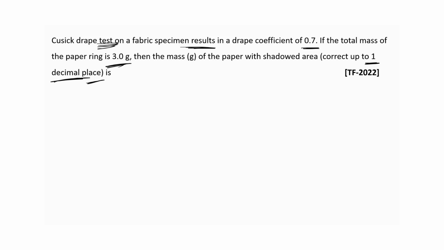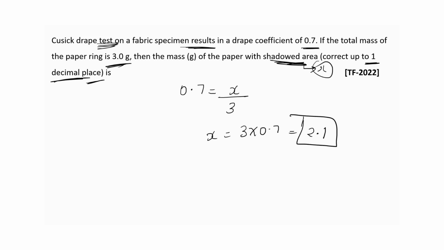So if you know the formula of drape coefficient, then drape coefficient equals the mass of the shadowed area of paper upon the total mass of paper. The drape coefficient is given as 0.7, and let the mass of the shadowed area be x. The total mass of the paper is 3. So x is equal to 3 into 0.7, that comes out to be 2.1, and it is also asked in 1 decimal place, so that is the answer.